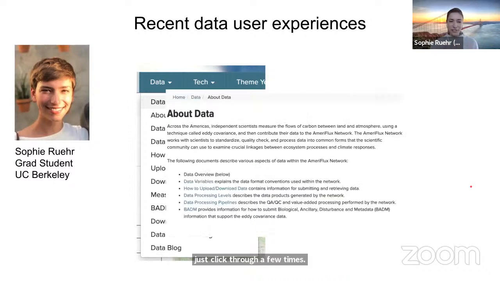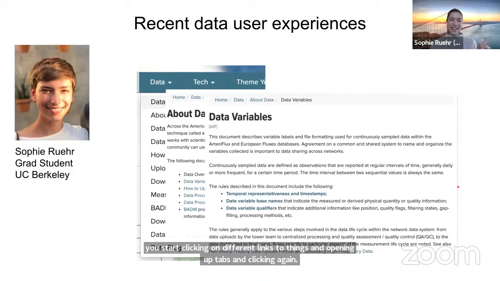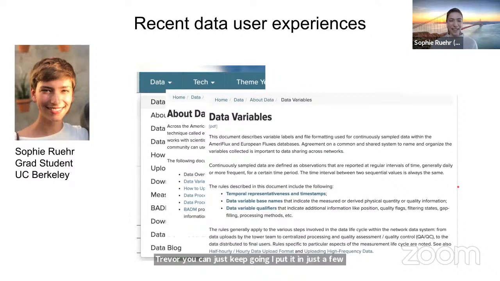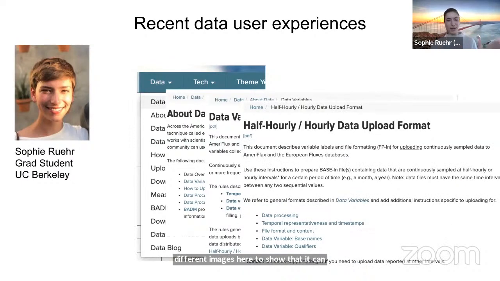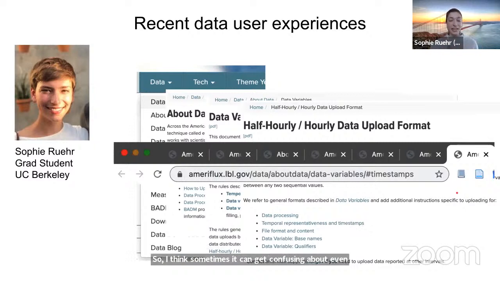If you start clicking on different links to things and opening up tabs and clicking again, Trevor, you can just keep going. I put in just a few different images here to show that it can get overwhelming a bit quickly. And then all of a sudden you maybe have 20 tabs open on your browser window with a lot of information. So I think sometimes it can get confusing about even where to start and understanding how to work with the data.